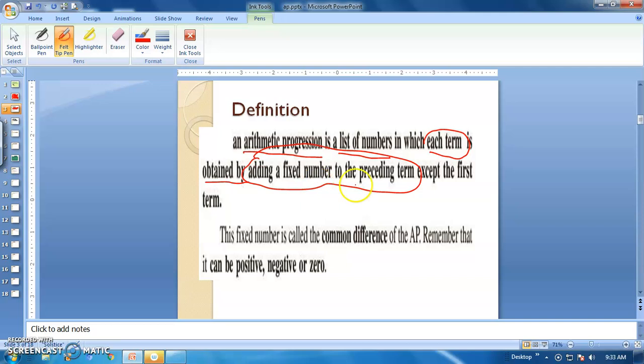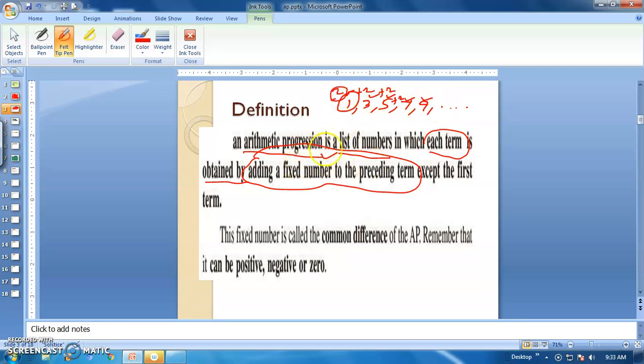So except the first term, right? For example, another example, suppose 1, 3, 5, what about the next number? 7, next number 9, etc. It keeps going on. Here, except the first number, the remaining numbers are each obtained by adding 2 to the previous one. How can you get 3? By adding 2 to 1. How do we get 5? By adding 2 to 3. And 7 by adding 2 to 5. Likewise, this is the fixed number, here 2 is the fixed number.